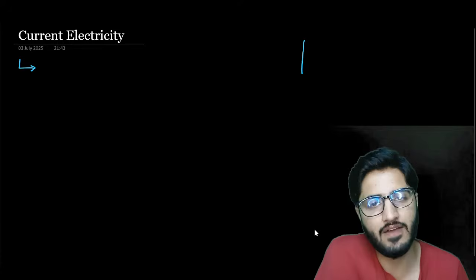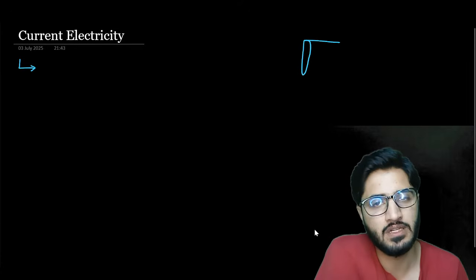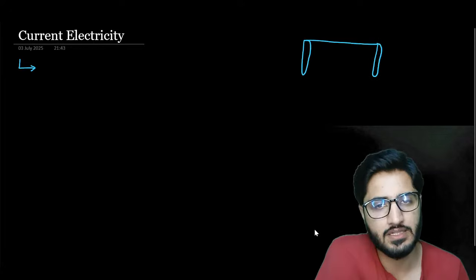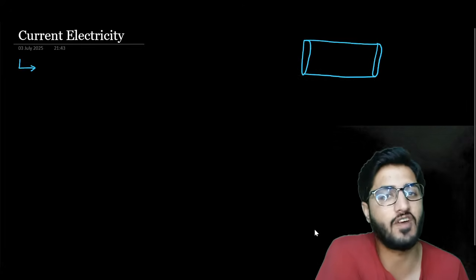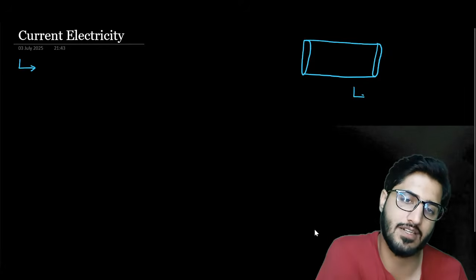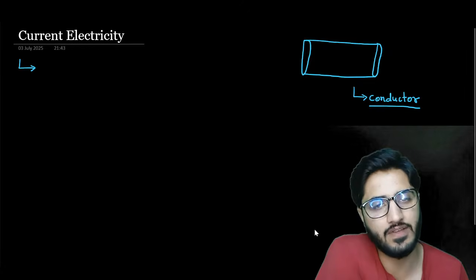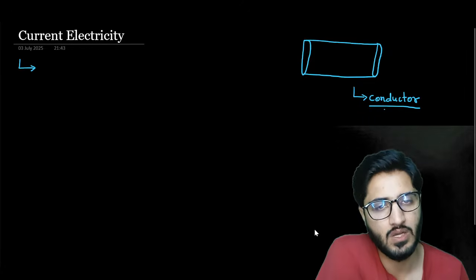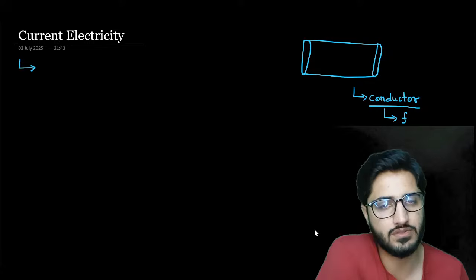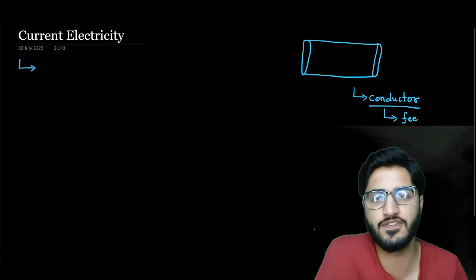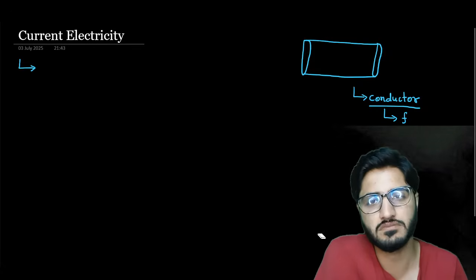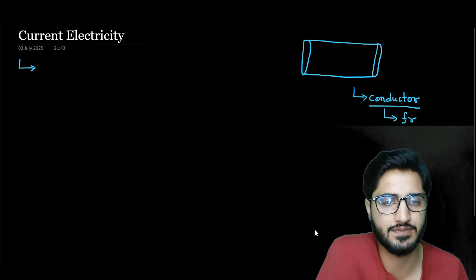Let us suppose we have a conductor, or simply a wire. I will write it: conductor of wire. And you know that in a conductor we have free electrons, or free charges.